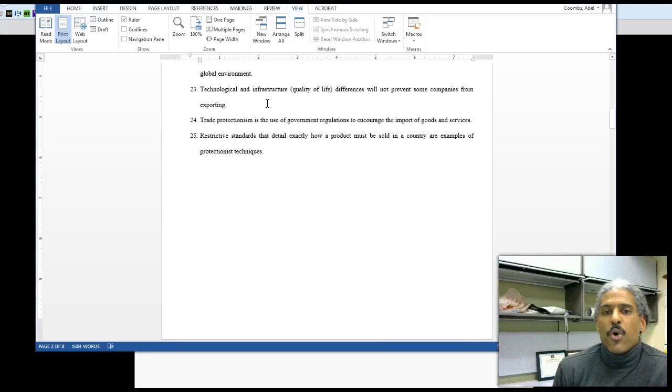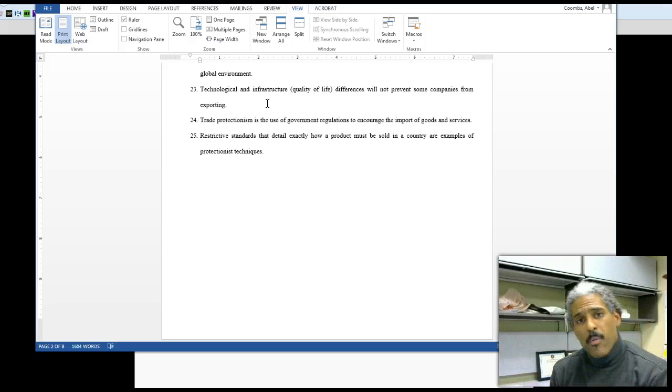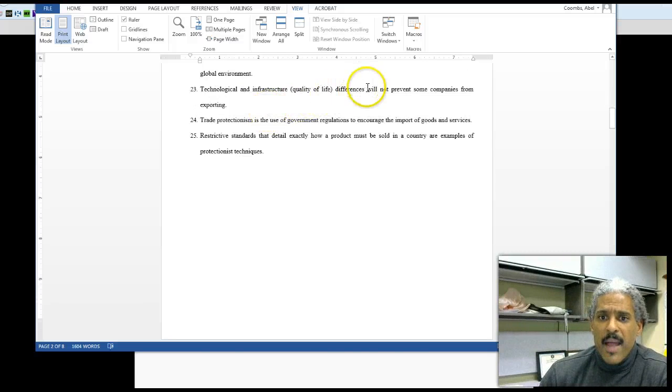23. Technical and infrastructure quality of life differences will not prevent some companies from exporting. False. Technical and structural: do they have highways? Do they have telephone systems? Do they have shipping docks? Those are all problems to getting into a global market. So it will cause problems. And again, look at the magic words here, will not. So it's false. It will cause problems.